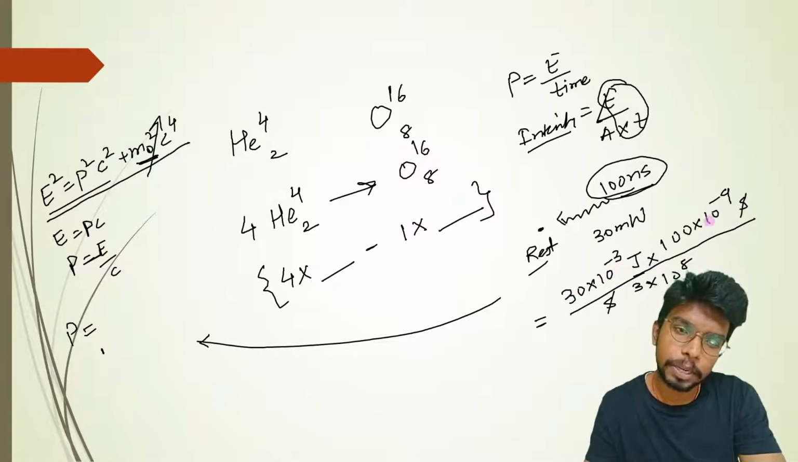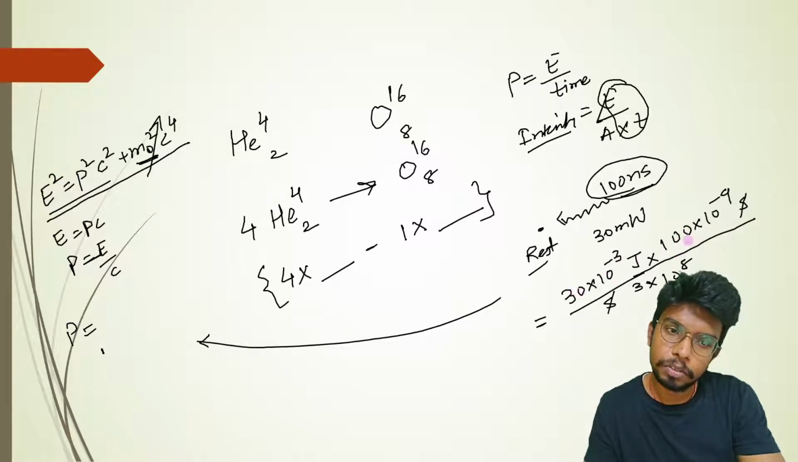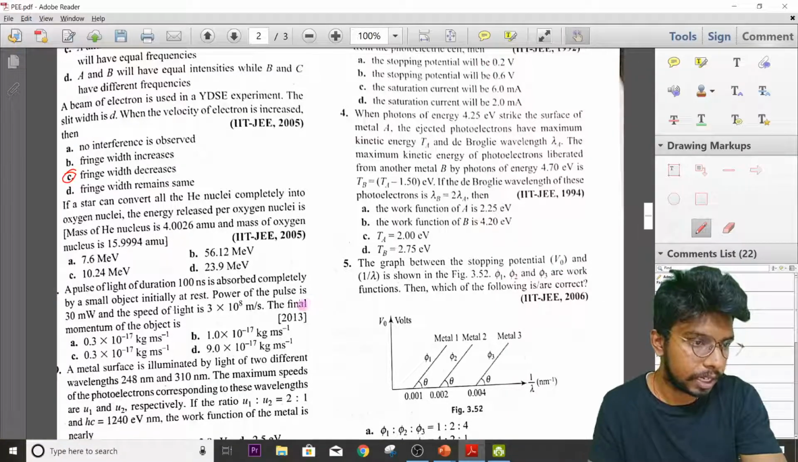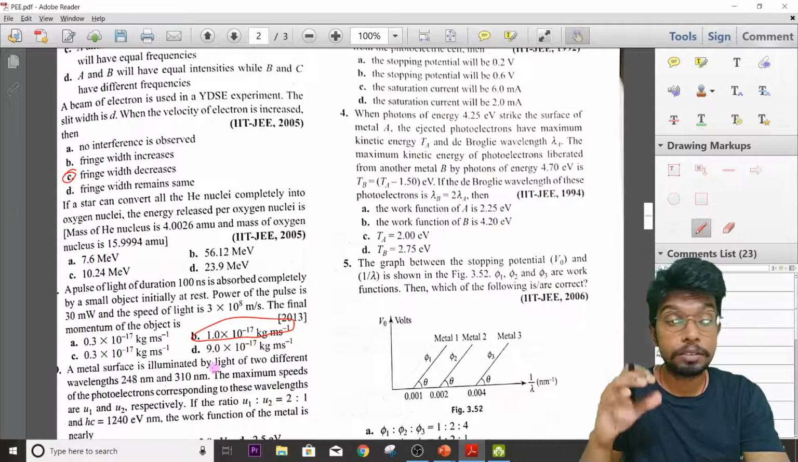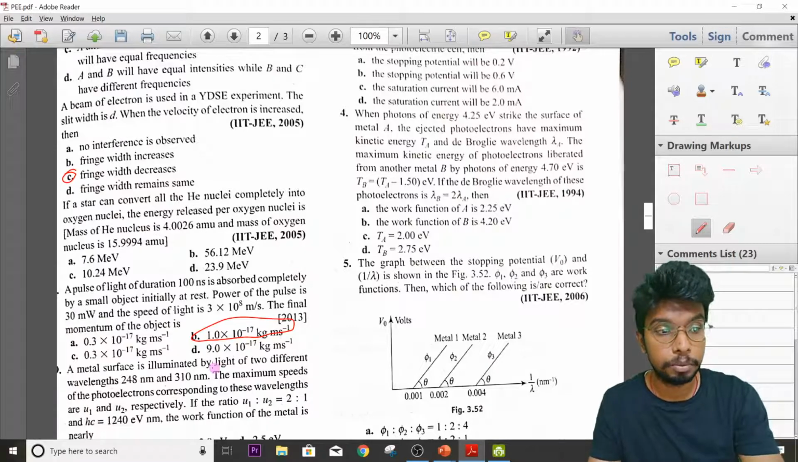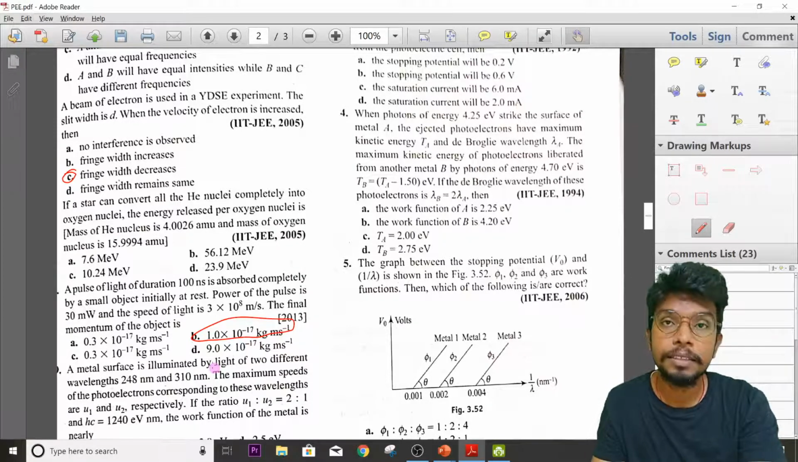10 to the power minus 3, 100, 0 will vanish. 10 to the power minus 9 and minus 8 will go up: 10 to the power minus 17. We have an option 1.0 into 10 to the power minus 17. So the major thing here is to understand what exactly they mean by the term power. Most of the time they will also use the term intensity. So you should remember what exactly it means.